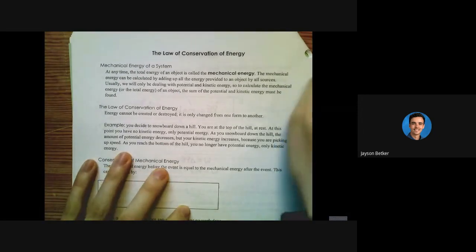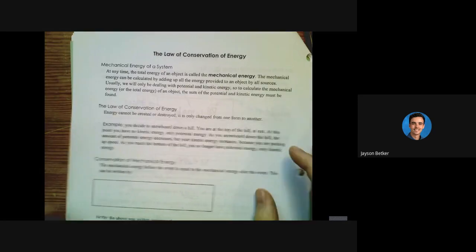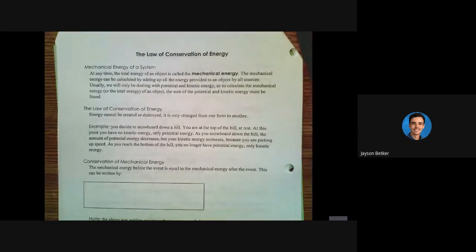The mechanical energy can be calculated by adding up all of the energy provided to an object by all of the different sources. Now, in our case, generally, we're just going to be dealing with potential and kinetic energy, the two that we've already covered, but we are going to cover some others. We'll talk about spring energy as well. That could find its way into a question as well, but we'll cross that bridge later. For right now, we'll just look at potential and kinetic energy. To calculate the total energy of an object, we just have to sum those up. So we take the potential energy, we take the kinetic energy, and we just find the sum.